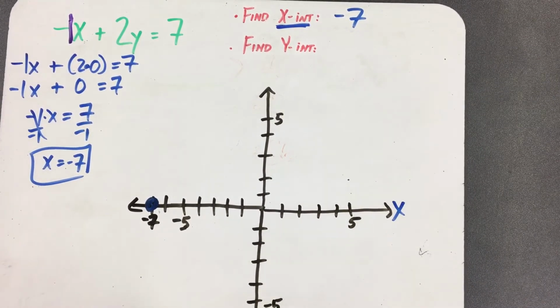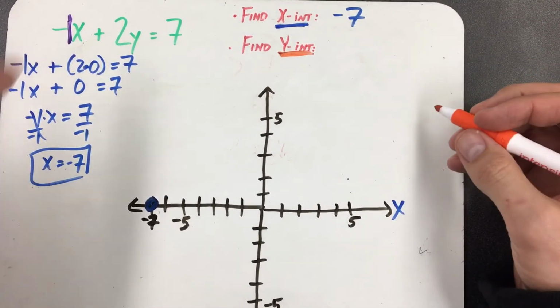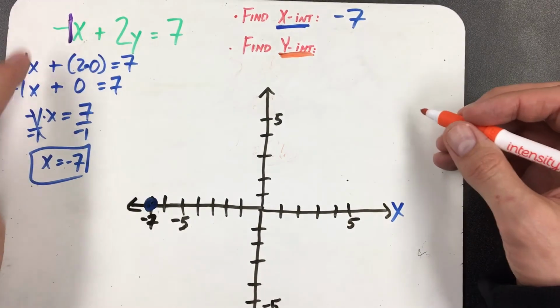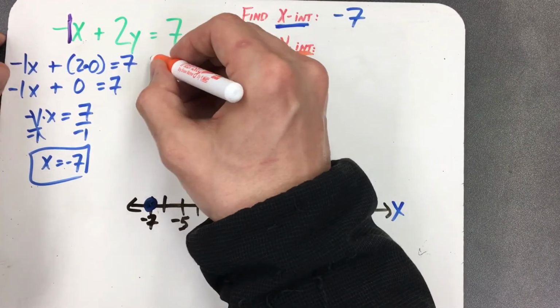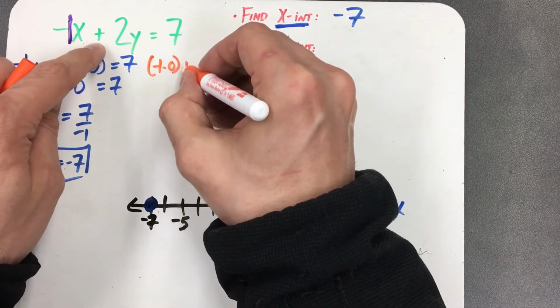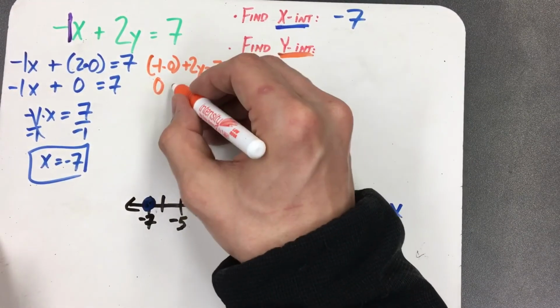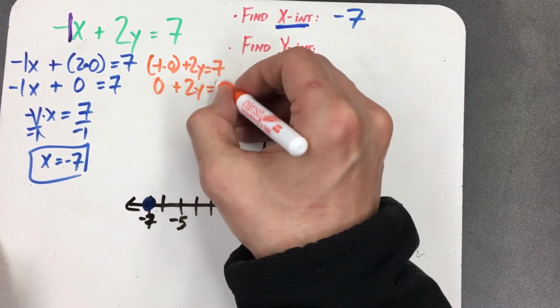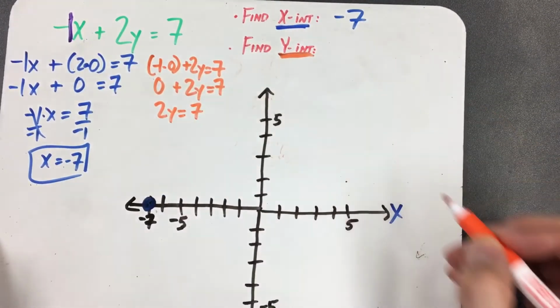To find the y-intercept, I'm going to put 0 in for the x. So in this equation, plug 0 in for the x. I'm going to put a 0 in the spot of the x. So I'm going to have negative 1 times 0, and then everything else just gets copied down. Anything times 0 is 0. So basically I have 2y equals 7, because 0 plus 2y is kind of pointless. It's the same thing as 2 times y equals 7.